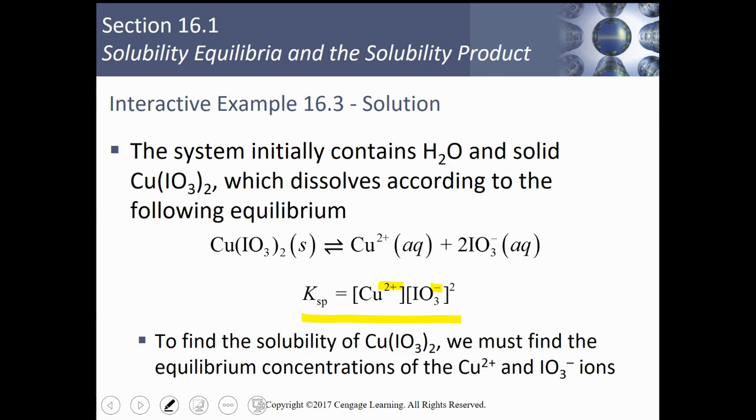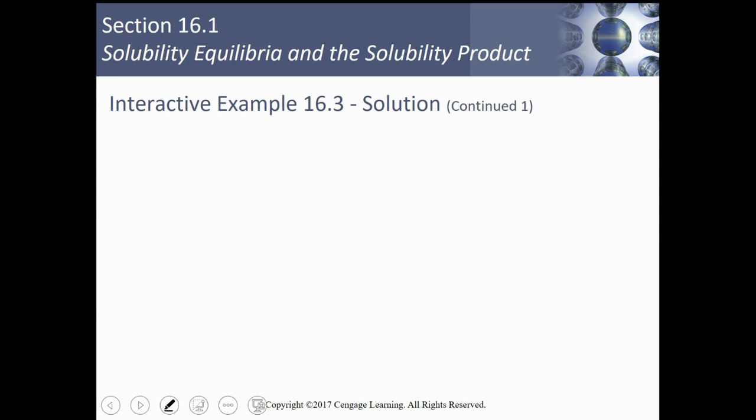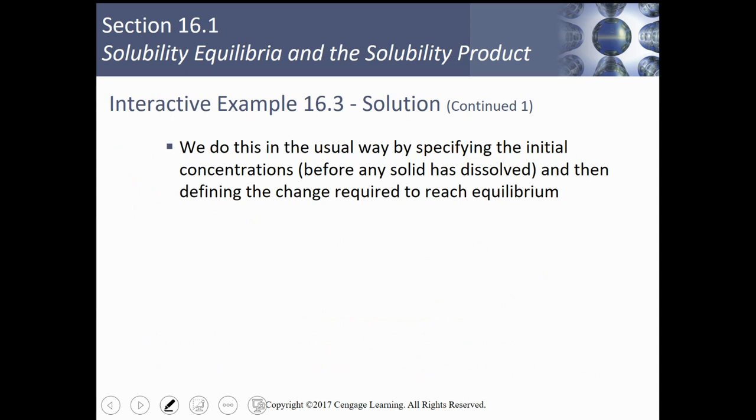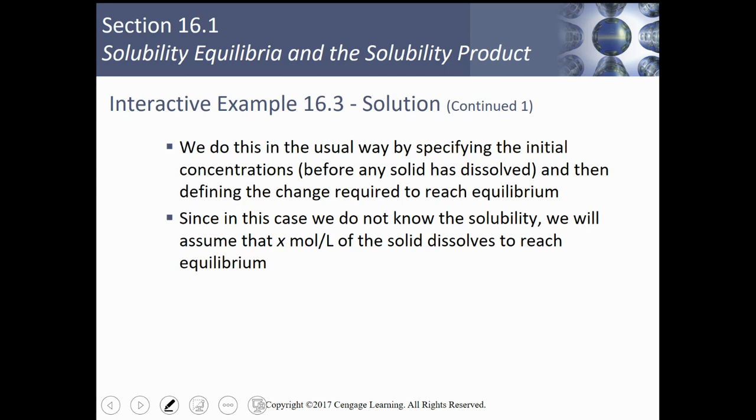So to find the solubility, we're really looking for X. That's going to be our solubility. But we have to find the equilibrium concentrations of those 2 ions first. So like I said, if we think about a nice chart, we have initial concentrations, we know what our change is going to be, or we can figure that out, and then we know that we want equilibrium concentrations. So we're really looking for X in that ICE chart.